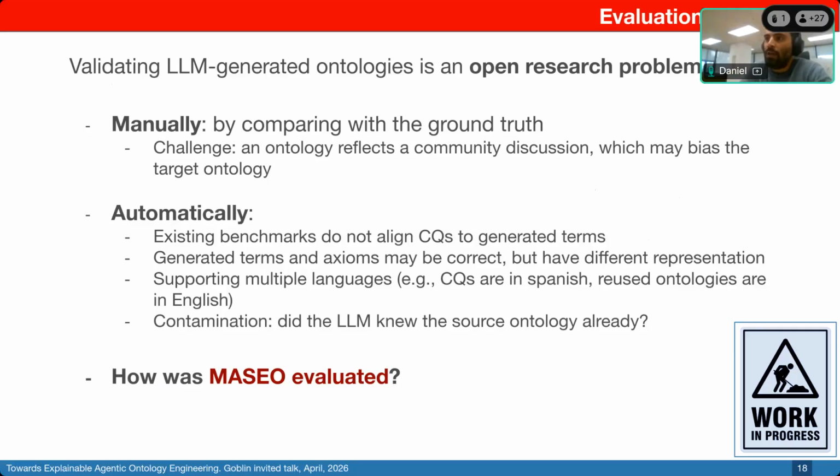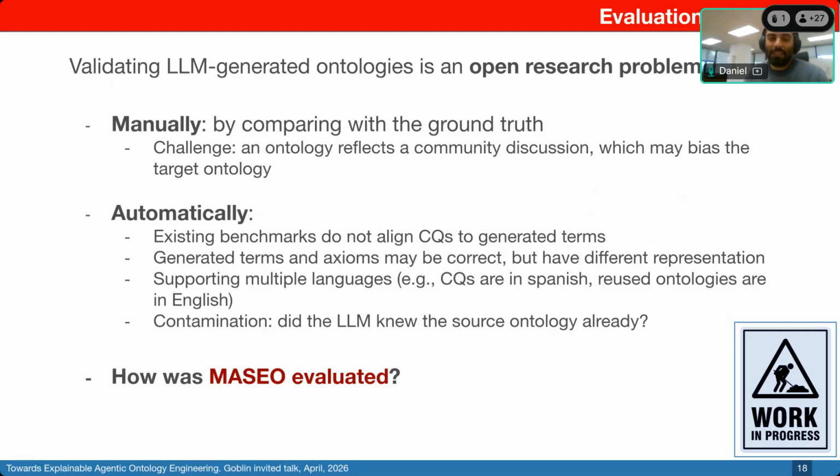So we looked into how to do it automatically, because you have benchmarks of ontologies and their competency questions. But the first thing that we realized is that, oh, surprise, the competency questions do not align very well with the final created ontologies, in, I think, all of the ontologies that we have been able to find with competency questions. So this is a problem. Also, the generated terms and axioms may be correct, but have a different representation. As I said, it is like the typical translation problem.